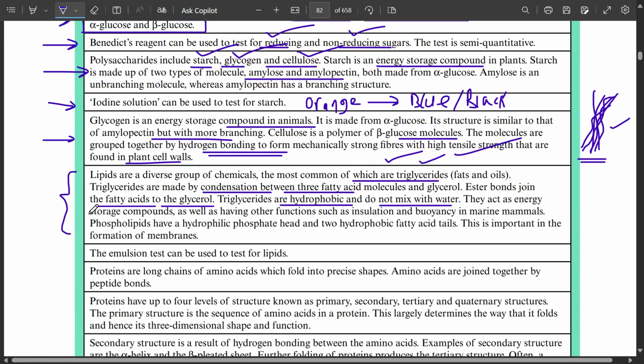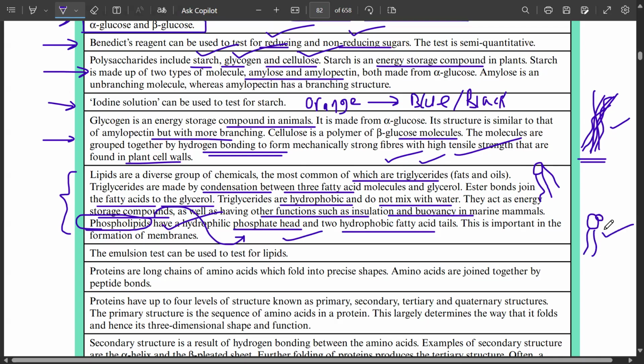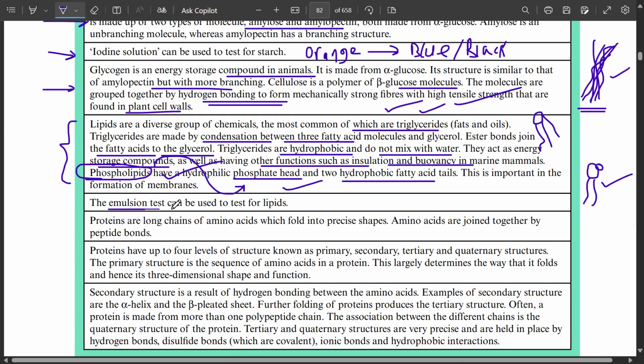They also provide insulation, buoyancy in marine animals. But when we talk about phospholipids, they have a hydrophilic phosphate head and two hydrophobic tails. Now, when phospholipids come with their phosphate head, it is soluble. But when we had glycerol and three fatty acid chains, they were insoluble. Now in phospholipids, we have a glycerol, one phosphate, and two fatty acid chains. This is soluble now. And emulsion test is used for lipids where you use ethanol.